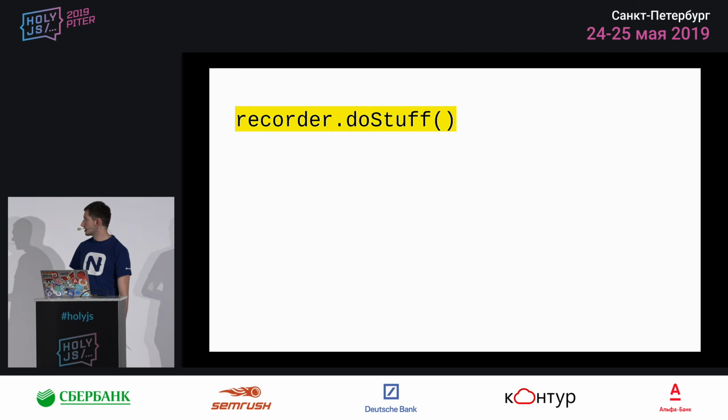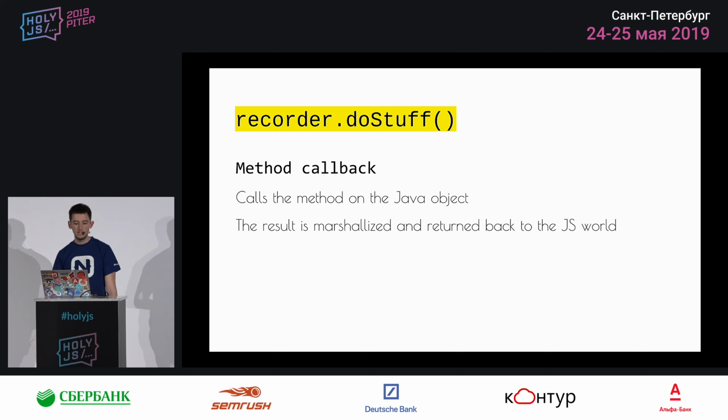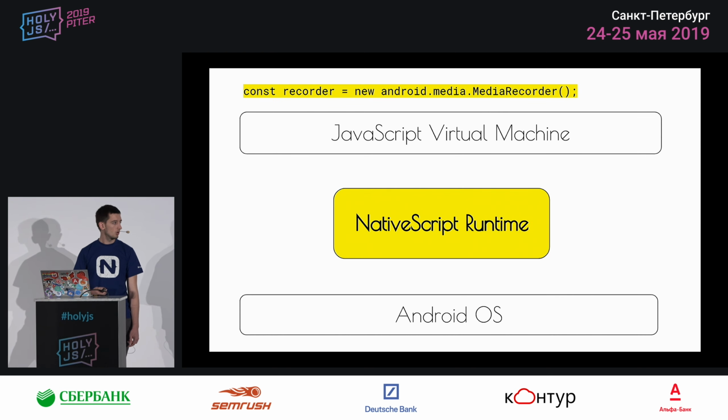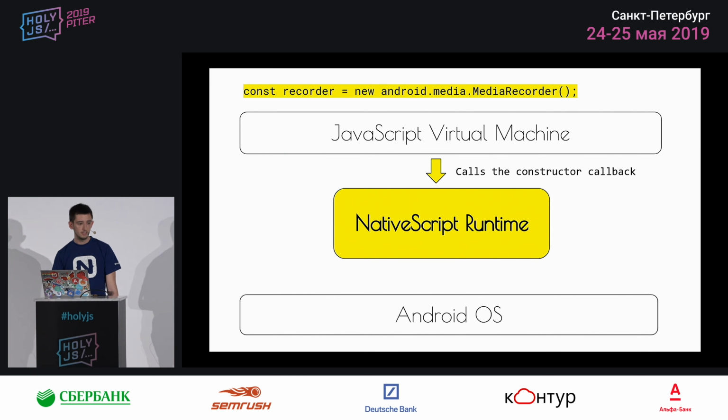Accessing a native method through JavaScript is quite similar. This time, a method callback is triggered. We call the method on the Java object, and the result is marshalled and returned back to JavaScript. Probably all those callbacks have confused you a bit by now, so let's have a brief overview of the example. When we try to instantiate the media recorder class, the constructor callback is triggered, and the execution is delegated to the NativeScript runtime. It then requests an instance of the class from Android, and after it returns an instance, we return a proxy object.